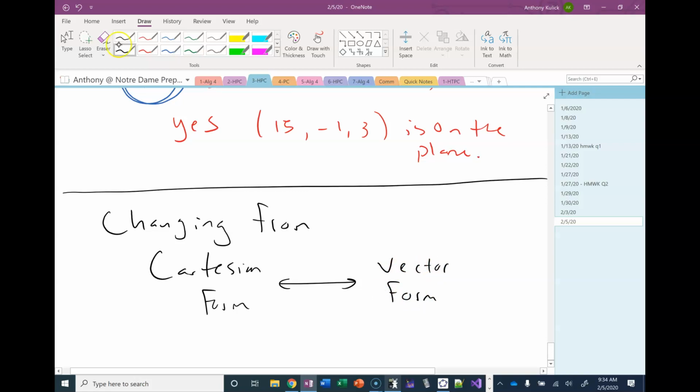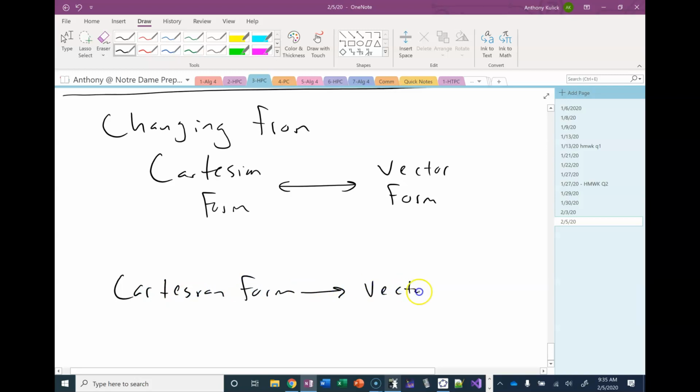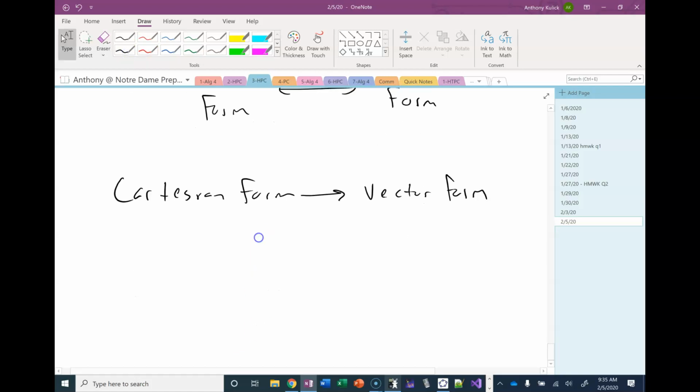So what we're going to talk about next is how to translate between these two different representations of a plane. How do I go from the Cartesian form of a plane to the vector form of a plane? And then also how to go from the vector form back to the Cartesian form. Everybody okay with this plan? So let's do the easy way first. Let's talk about how to go from the Cartesian form to the vector form.